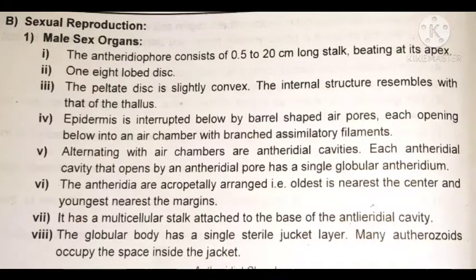Dear student, in the previous video, we studied the vegetative reproduction, morphological characteristic features, and internal structure of the thallus of Marchantia. Now we want to learn about sexual reproduction in Marchantia. Marchantia completes its sexual reproduction using male and female sex organs. The male and female sex organs are respectively called antheridiophore and archegoniophore.